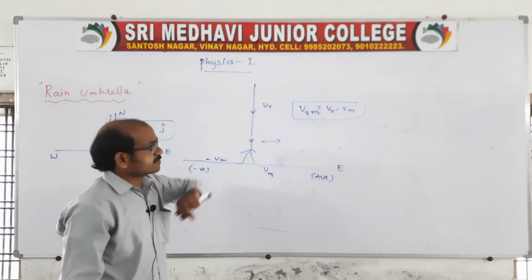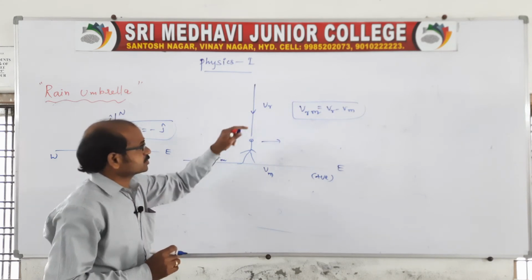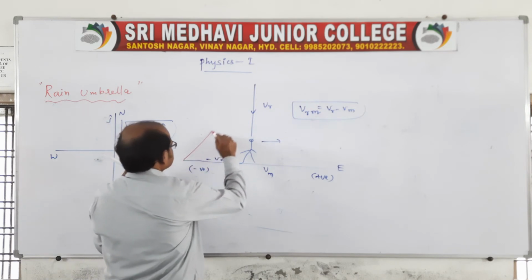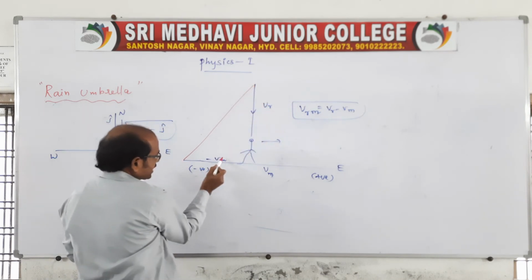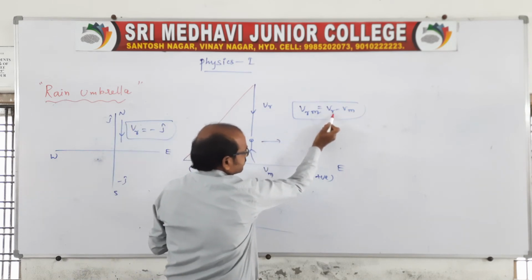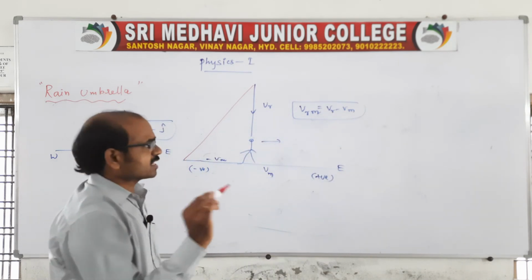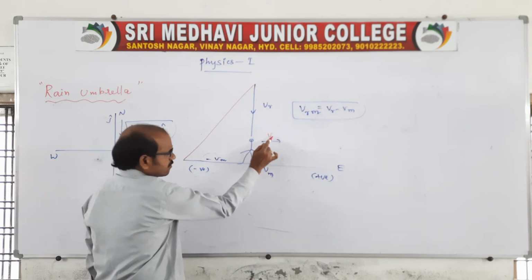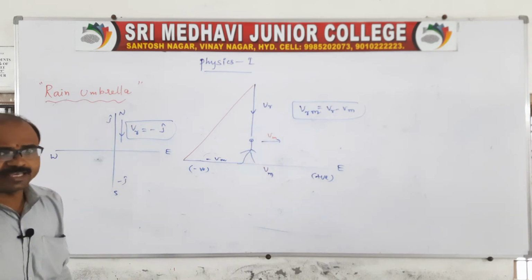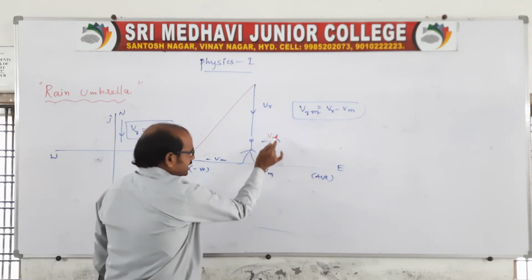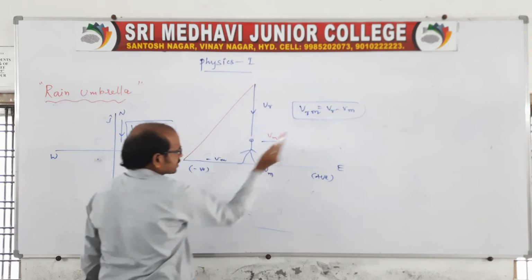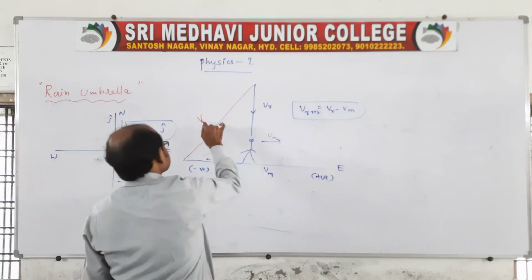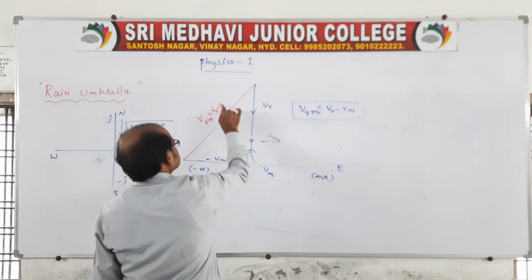Now the resultant, the umbrella direction, Vrm, should be like this. Look here, Vrm should be like this, because Vr is here and minus Vm is here. That's what the expression Vr minus Vm means. In the diagram, Vm is actually opposite to the man, because the man is moving with velocity Vm towards the east. But in our expression minus Vm is there, therefore it is opposite to him. So this is represented as Vrm equals Vr minus Vm.